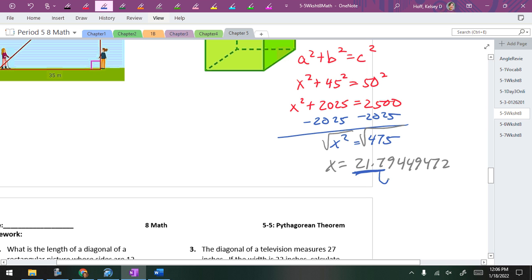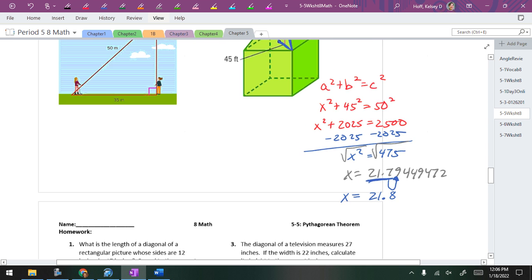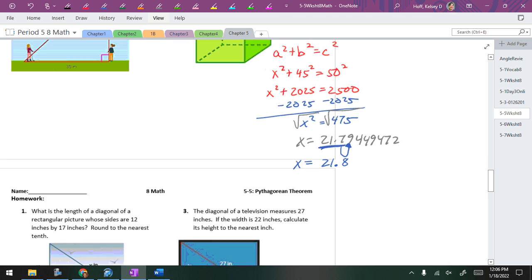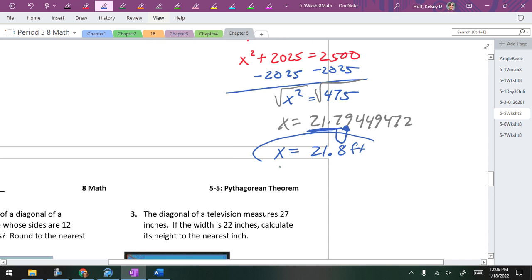But then I have to go next door. Is 9 big enough to round? Yes. So X is actually 21.8. And don't put a 0, just put an 8. And what's your label? Feet. 21.8 feet. Hit your double arrow.